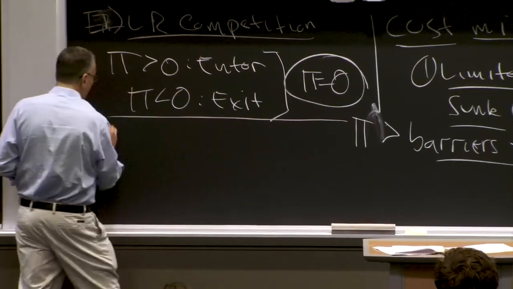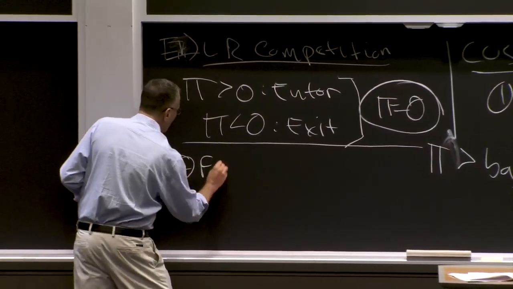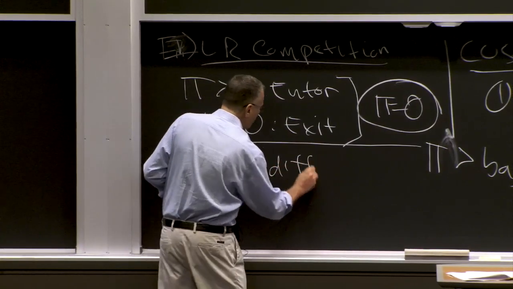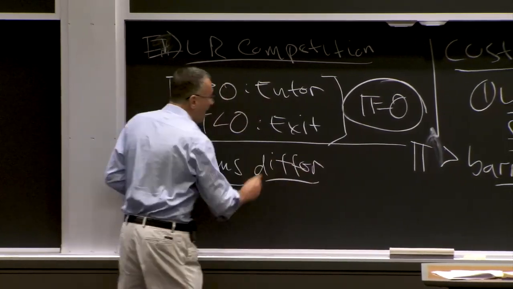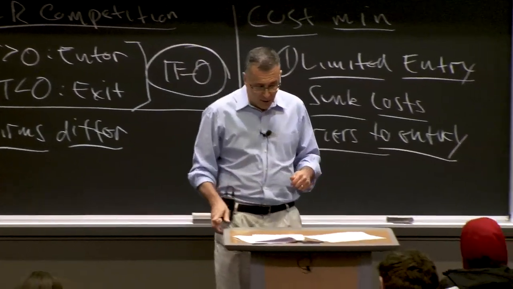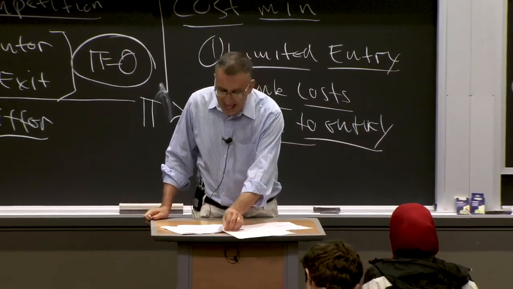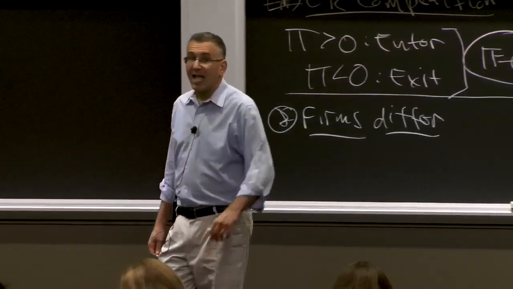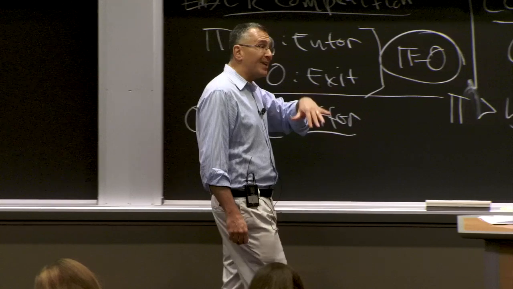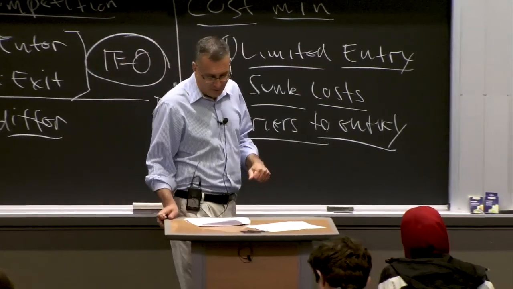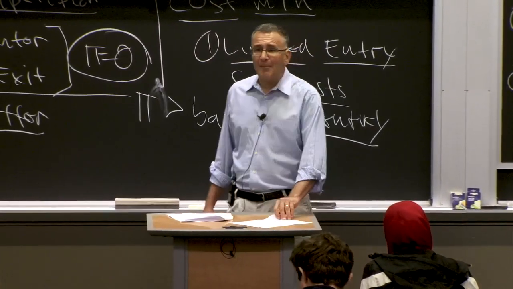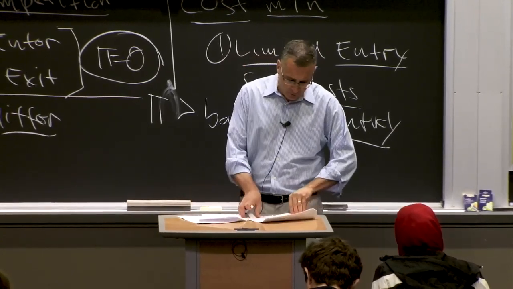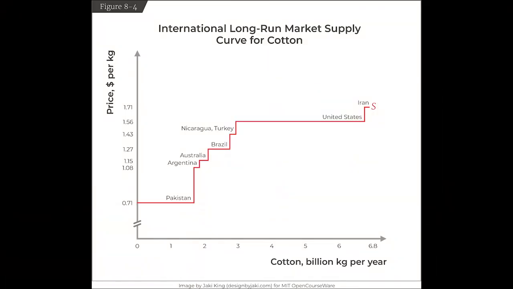Problem 2 with this model is that firms may differ. I've assumed identical firms here, and this was raised in one question. But in fact, firms differ. And in particular, different firms have different cost functions. And with different cost functions, you can get some firms making long-run profits. So for example, let's consider in figure 8.4 the long-run market supply for cotton. This is from a textbook example.